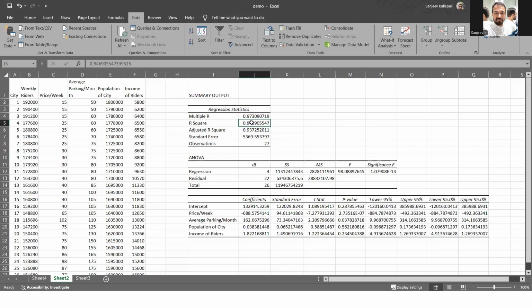Now I have R square. R square is 94. Adjusted R square is 93. Okay. This is a very important point. In the last session, I was telling you that just by looking at R square, we cannot tell the model is really good or not.